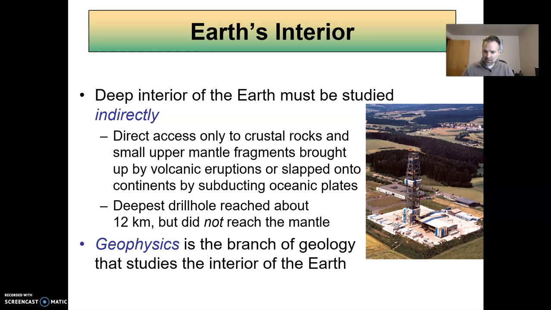But the deepest hole that we've drilled looks like it's 12 kilometers, and it didn't reach the mantle. And everyone knows the mantle behaves kind of plastic. It's a very ductile type material. So we're going to talk about this today.